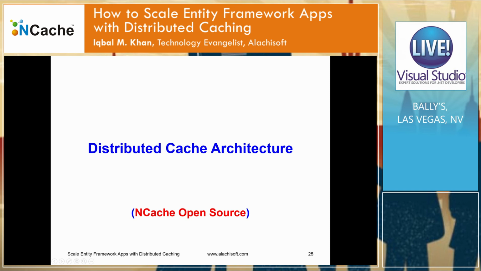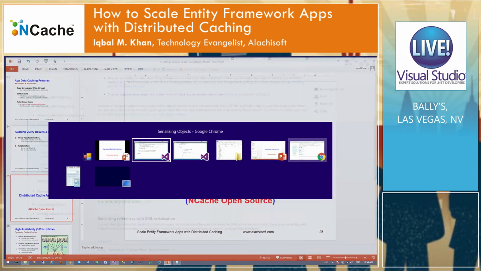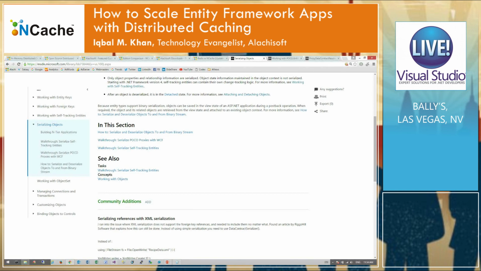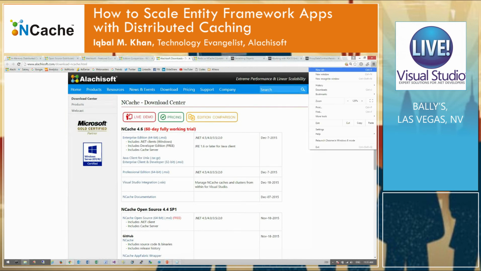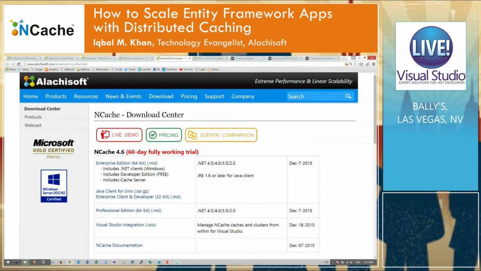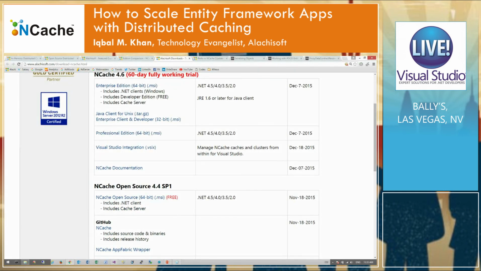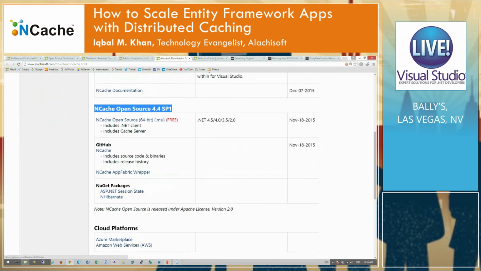I'm going to quickly go into what a typical distributed cache architecture looks like, and I'll use NCache as the example. Again, NCache is an open source cache. It's Apache 2.0 license. You could either download NCache Enterprise, which is a fully working trial, or you could go to open source, or you could go to GitHub and just get the source code. So it is open source.